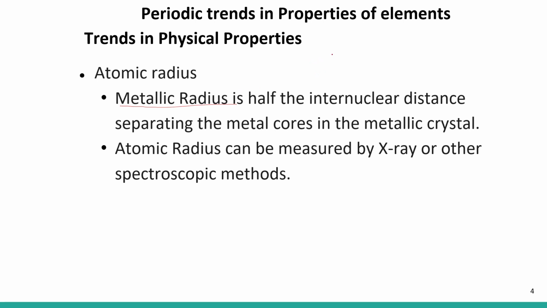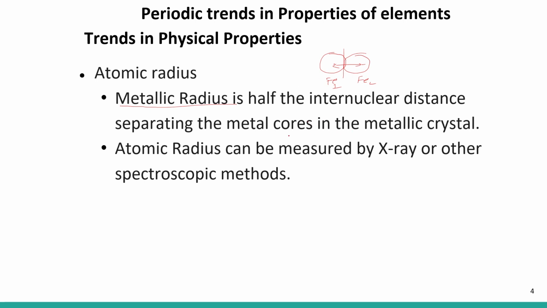If you are taking a metal, suppose we are taking iron, these are the two iron atoms, iron 1 and iron 2. These are the centers. If we measure the distance between their centers, then this length is called the metallic radius. And if we take half of it, then it is called the atomic radius for metals.